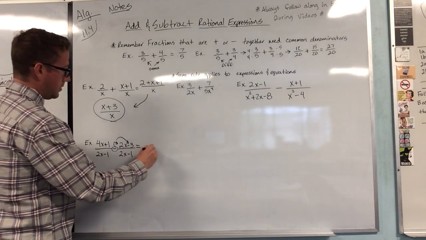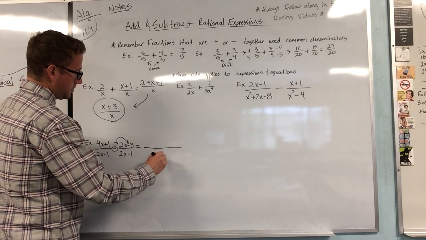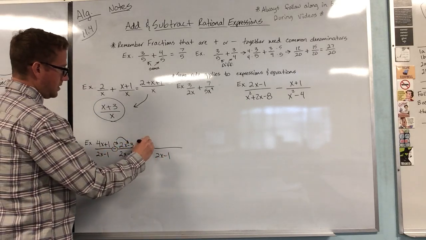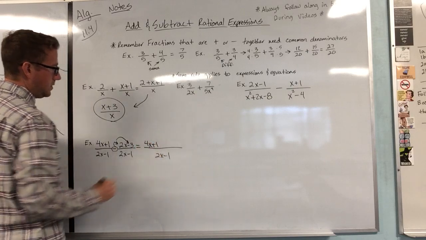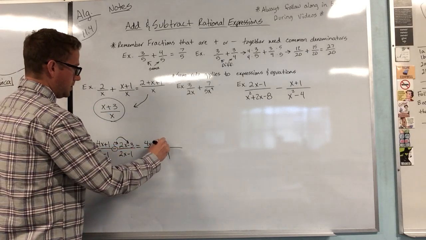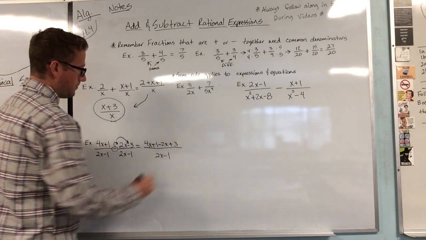So let's put it all over the common denominator, 2x minus 1. The 4x plus 1, that stays. We didn't do anything with that yet. Then this becomes a minus 2x, and this becomes a plus 3.